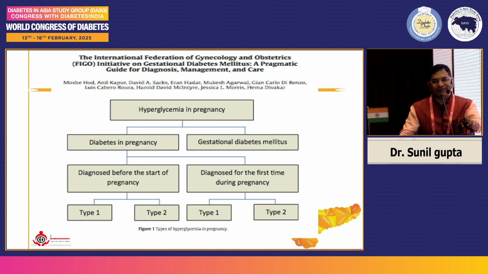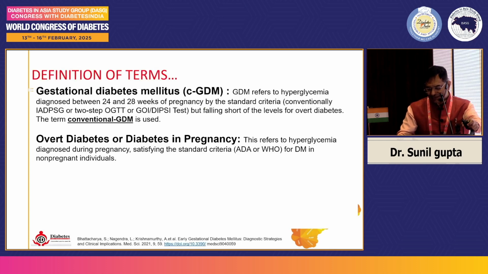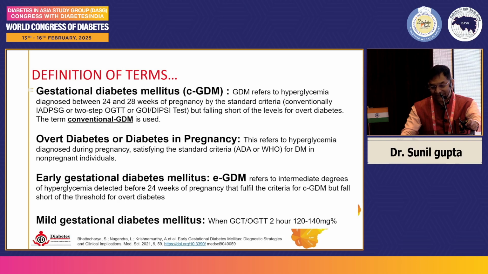Well, GDM is typically what is being told to you. GDM refers to hyperglycemia between 24 to 28 weeks of gestation by the standard criteria. Either you go for DIPSI guidelines or the Government of India guidelines, or maybe the international guidelines, and that can be called conventional GDM. So it's CGDM now. Overt GDM is those, as I told you, with pre-existing diabetes but never tested, but diagnosed during pregnancy. They are overt diabetes.